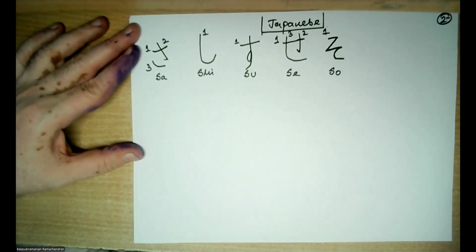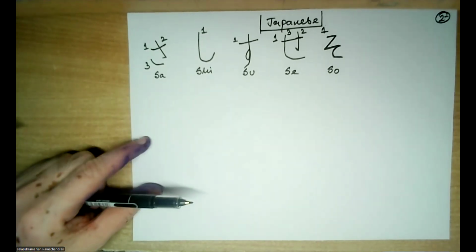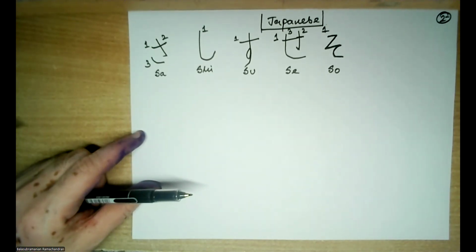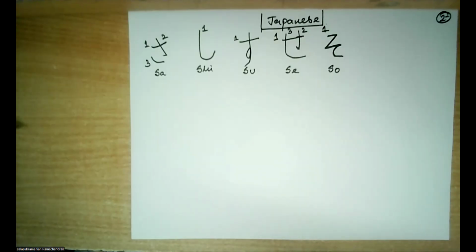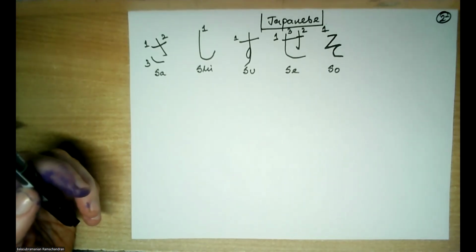Let me share screen. So let's look at this series. We are now in the ta series. We have here ta. It is not ti, it is chi, tsu, te, to. Ta, chi, tsu, te, to. I repeat, ta, chi, tsu, te, to. Okay, let me stop share and then let us practice this series. Please write along with me.